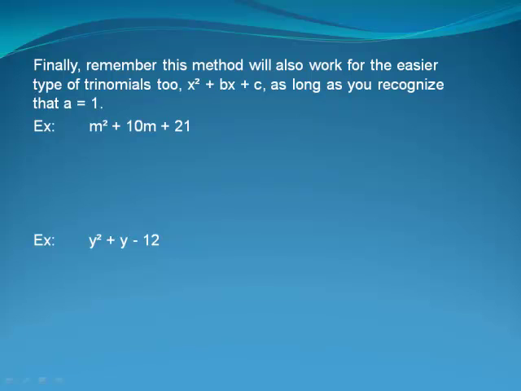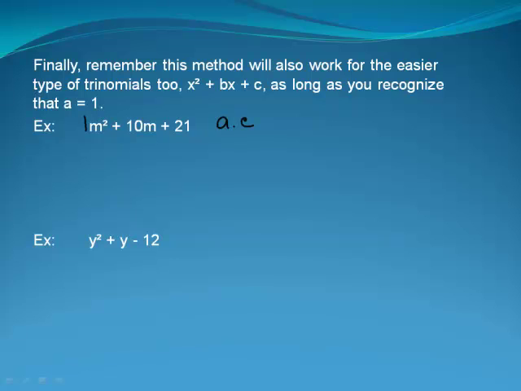Finally, remember this method will also work for the easier types of trinomials too, x squared plus bx plus c, as long as you recognize that a is an understood 1. So if you really don't want to memorize 2 different methods, one for the easier type and another for the harder type, know that the method that we just talked about, where you rewrite the middle term, does work for all of the trinomials as long as you recognize that the easier type has an understood 1 out in front of the squared term.